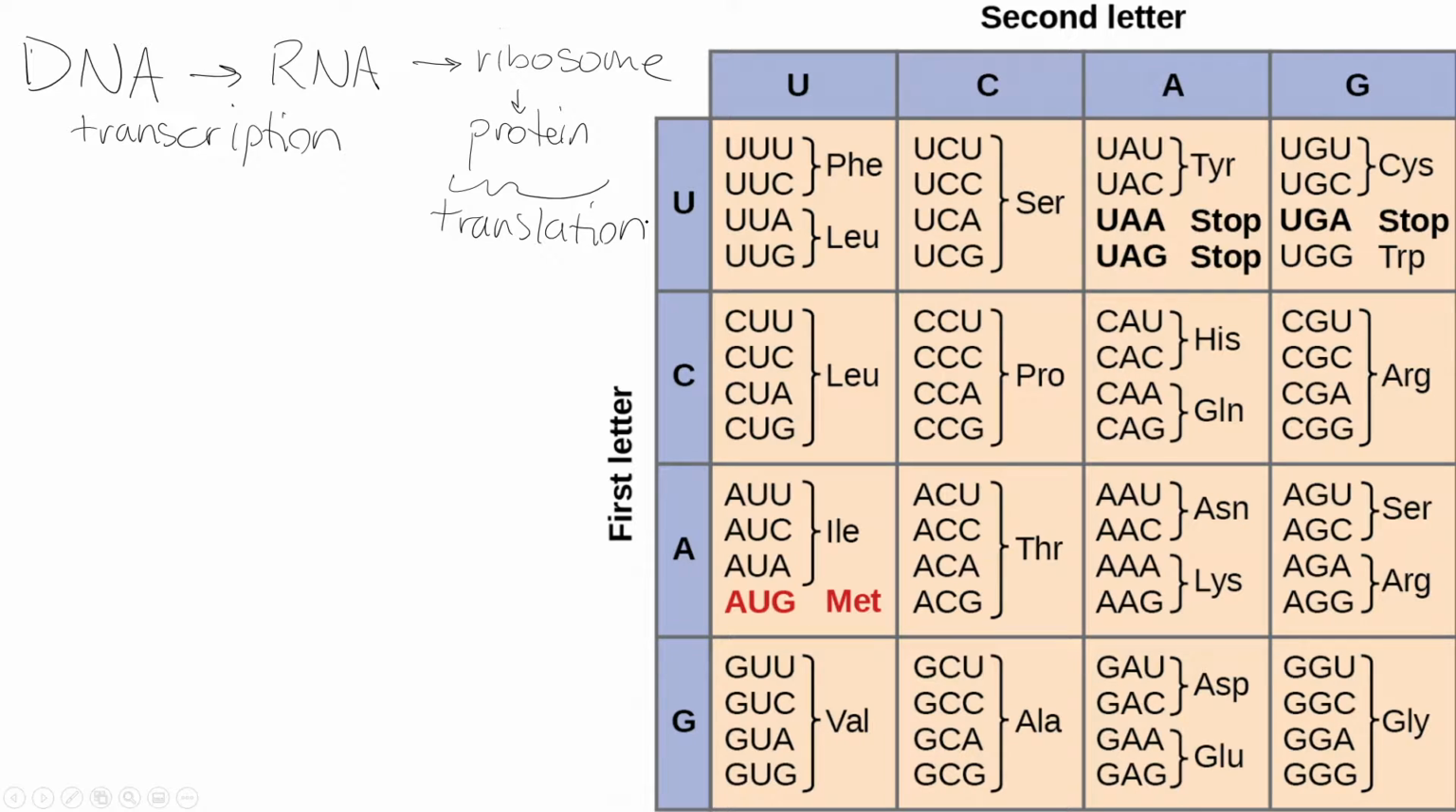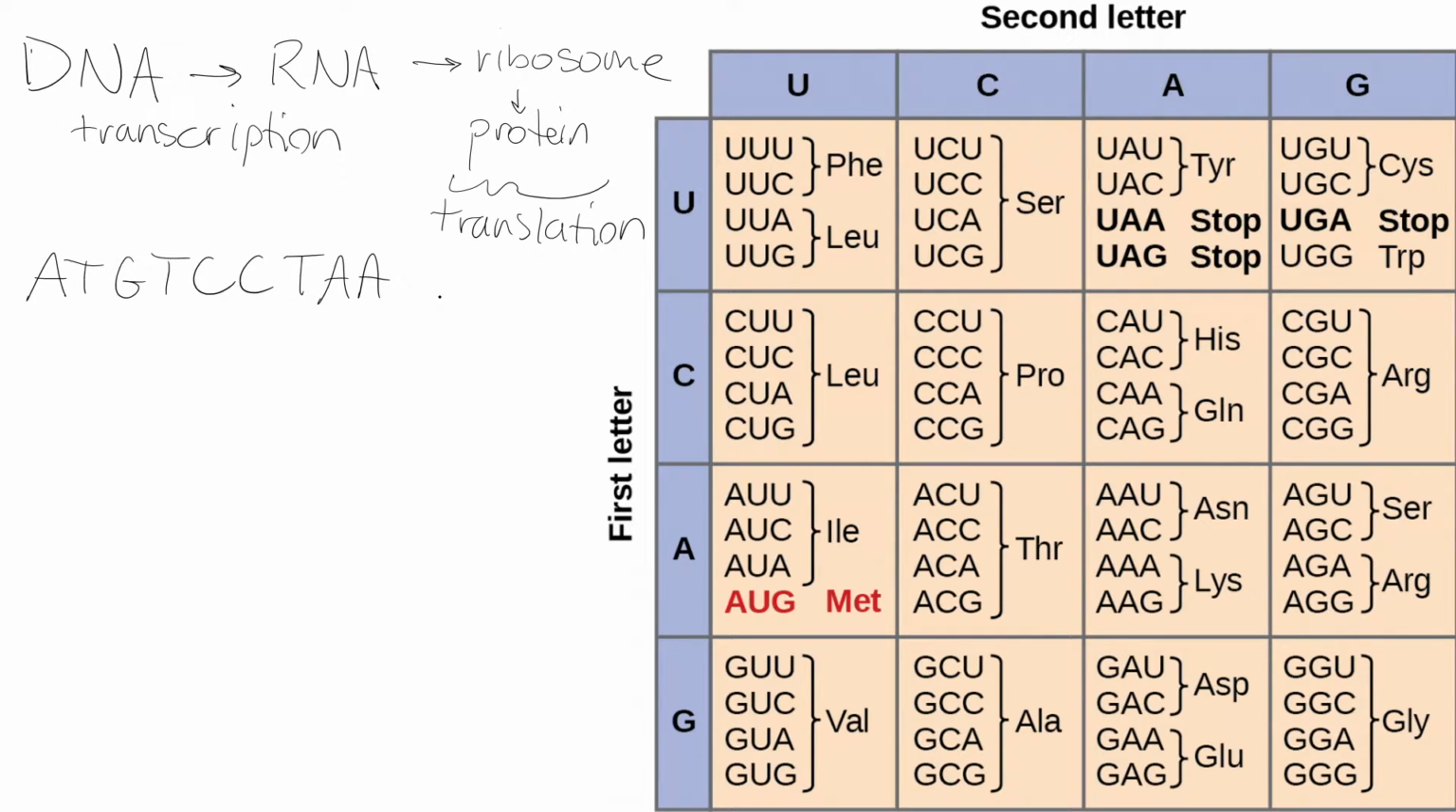All right. And so let's imagine we had a DNA strand. Let's say we had ATG, TCC, TAA, right? Let's say we had that DNA strand. So the first thing we have to do is transcribe this DNA strand into RNA.